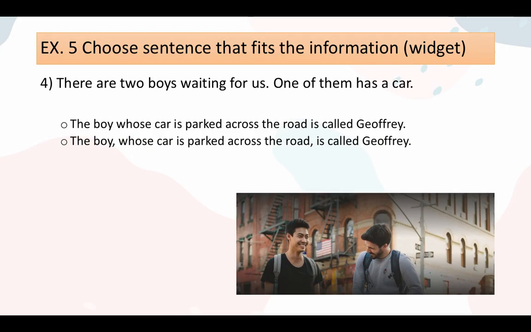Situation 4 is there are 2 boys waiting for us. One of them has a car. So we have 2 boys here. Do we need extra information to know which one of the boys is being talked about? Yes, we do, since there are 2 boys. Therefore, we need a defining relative clause with some extra information. Therefore, the first option is correct.